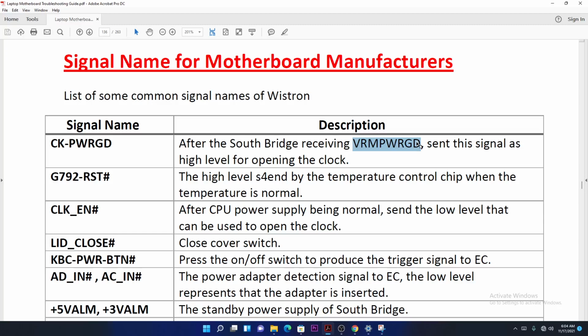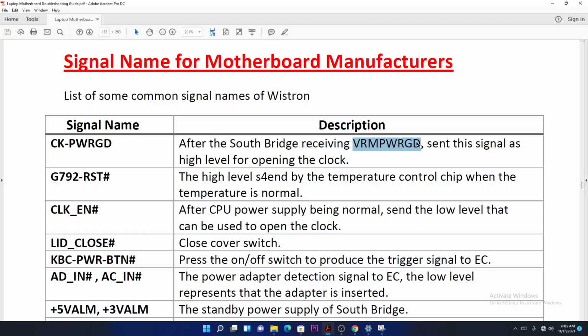Remember, this VRM power good is coming from where? From the VRM. The VRM sent the signal out saying, hey guys, I'm okay, I'm good, you can start up. It sends the signal straight, okay, to do what? As a high level for opening what? For opening a clock.